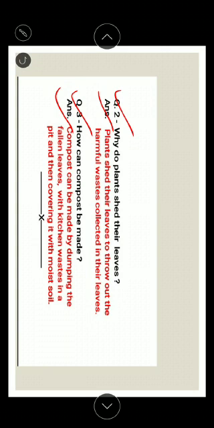Here exercise portion it gets completed. After this we have value based questions.